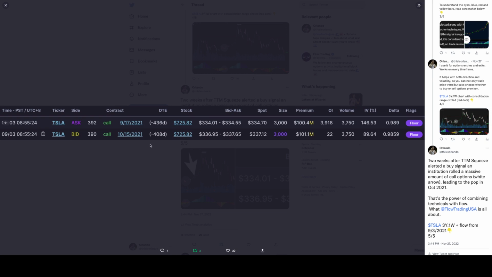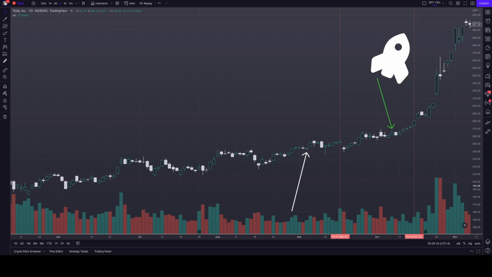And I also posted a screenshot from Unusual Whales, which we'll use to dive into the trades from back then in 2021. And I was asked about this trade. So again, this is what I'm going to talk about in the options flow analysis part of this video. Now let's go back into the chart.